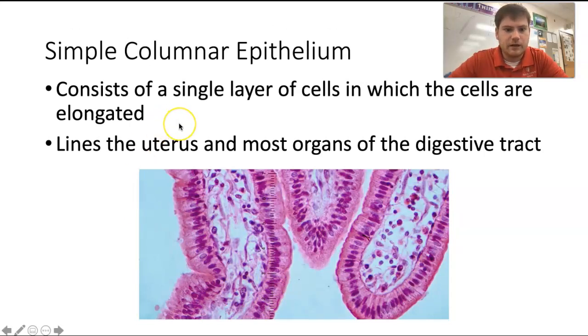So simple columnar epithelium. They are simple, one layer, and they are also columnar, so they are shaped like columns. Here is where the layers are. See how they're a lot longer, and all their nuclei are towards the bottom, closer to the basement membrane. Just remember that this stuff in the middle is also connective tissue. We're really just looking at these darker pink cells, those are the simple columnar epithelium.